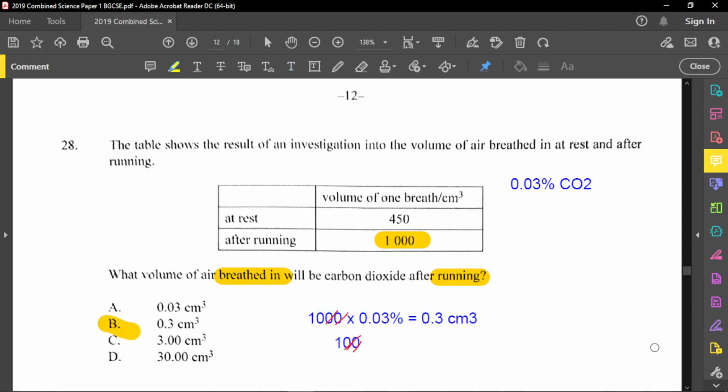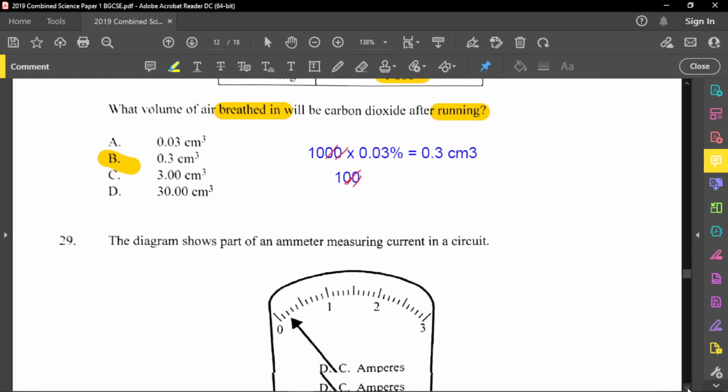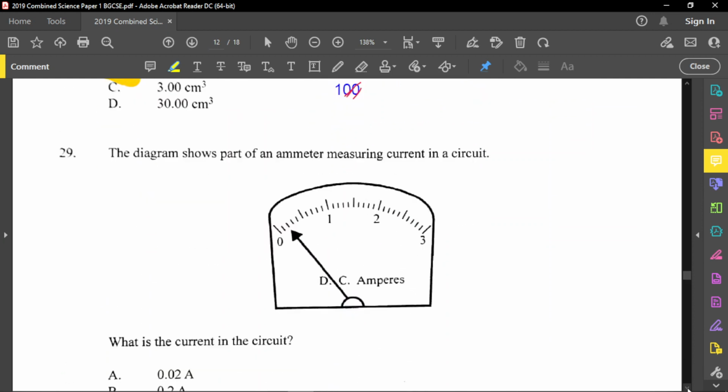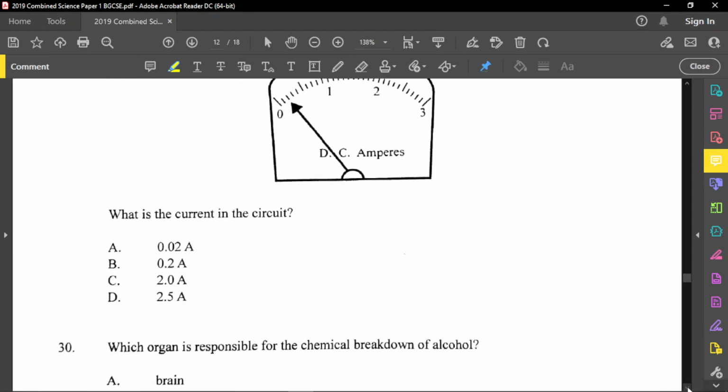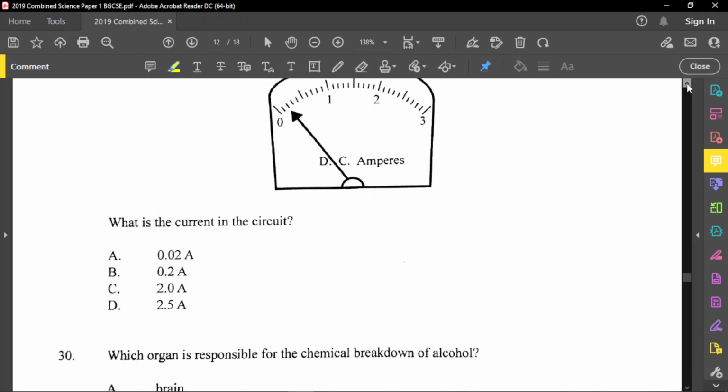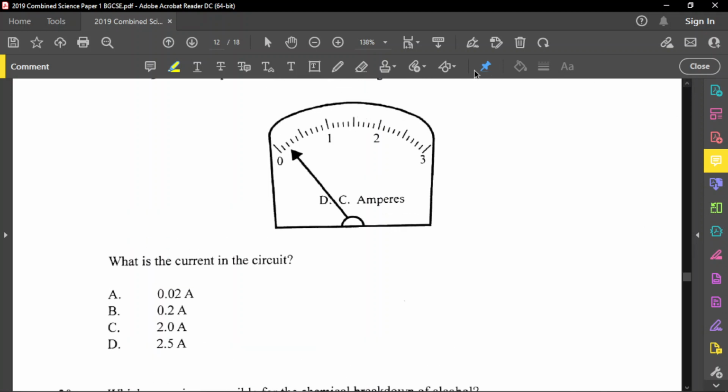All right, next question. And this is question number 29 now. So the diagram shows part of an ammeter, I should say, measuring current in a circuit. So you're measuring current in a circuit by an ammeter. And it said, now what is the current in the circuit? And so again, this also see if you can read lines pretty much. So this is kind of giving you a little chance to prove if you can read instrument.